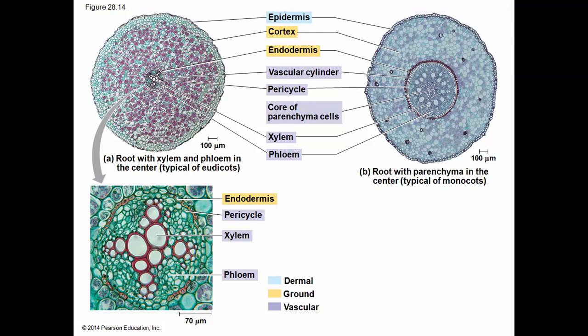Okay, so here's the xylem and phloem that's occurring in the center of this eudicot root structure. And in the monocot root structure, roots with a parenchyma in the center are typical of monocots. The stele of many monocot roots is a vascular cylinder with the core of parenchyma surrounded by a ring of xylem and a ring of phloem.